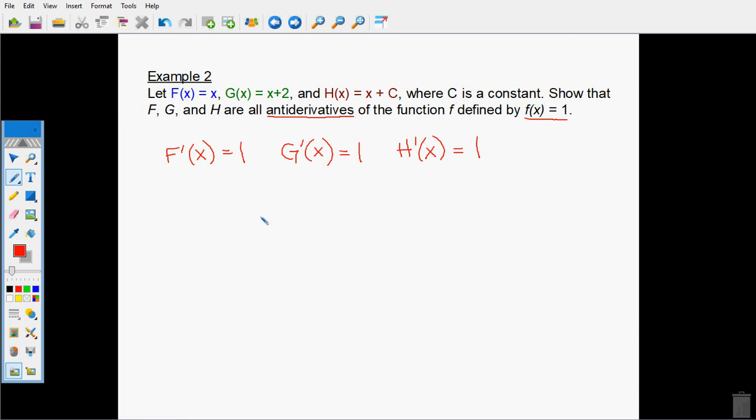The point of this is for you to recognize what I was just talking about on the last slide, that it doesn't really matter what this is if it's a constant. My derivative is only going to be based on the terms that have an x in it.